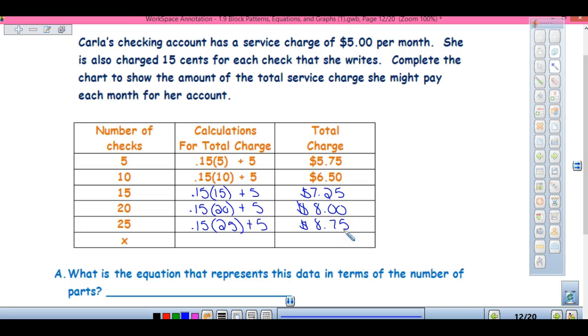So now they want it in terms of x. There you go. 0.15x plus my $5. There's my expression. What's my equation going to look like? There you go. Good. y equals 0.15x plus 5.